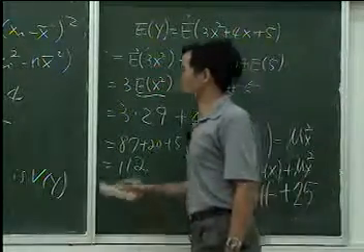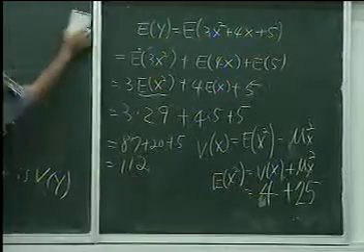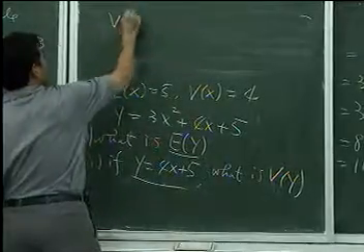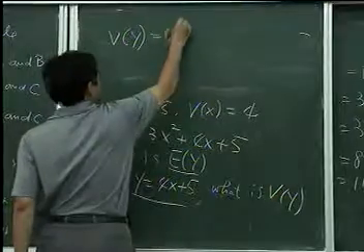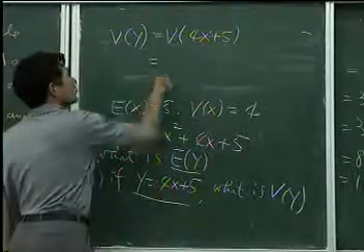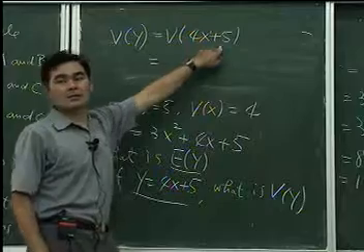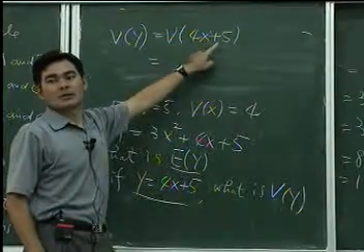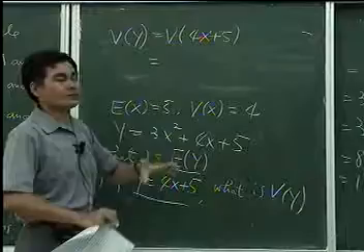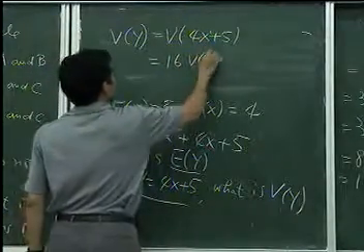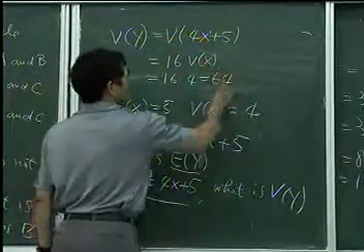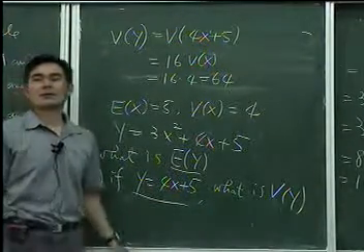Okay, so let's get to the second question. So we are going to get Vy, right? Vy is equal to V of 4x plus 5, right? And as you may know, this is a constant. Will it affect variance? It will not affect variance. And when you get this out, it should be squared, right? So you get 16 Vx. And so that's equal to 16 times 4. So you get 64. Okay? Any questions?